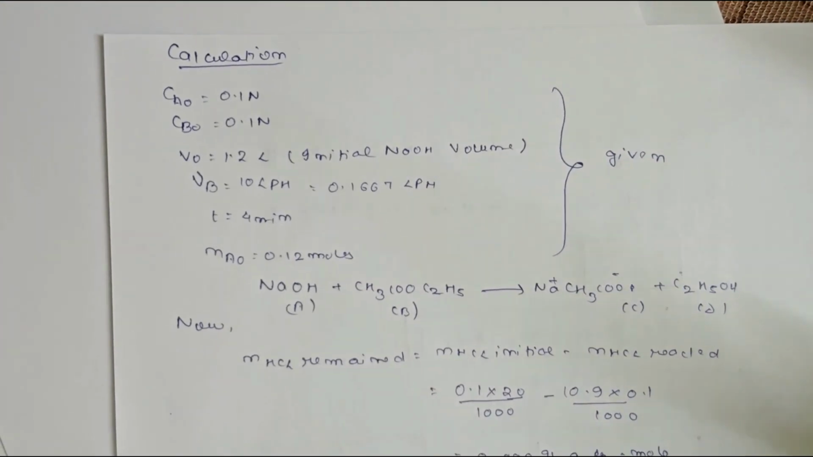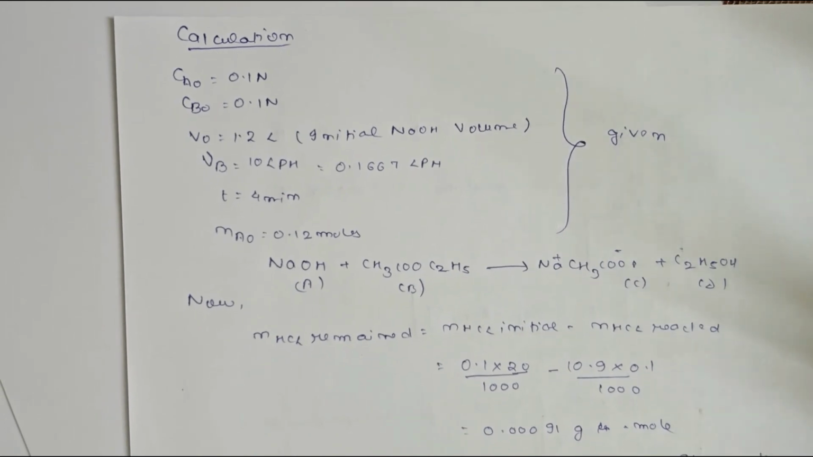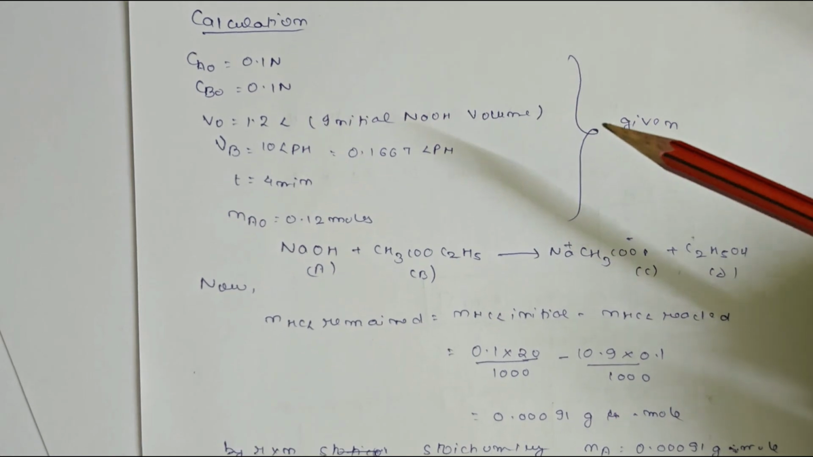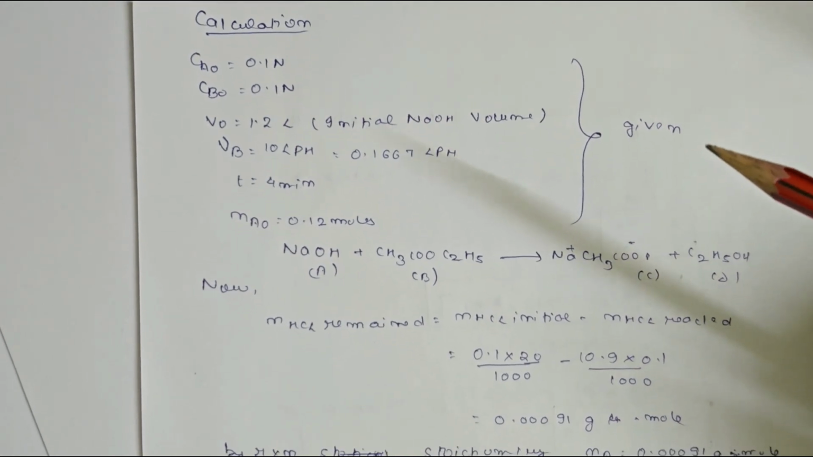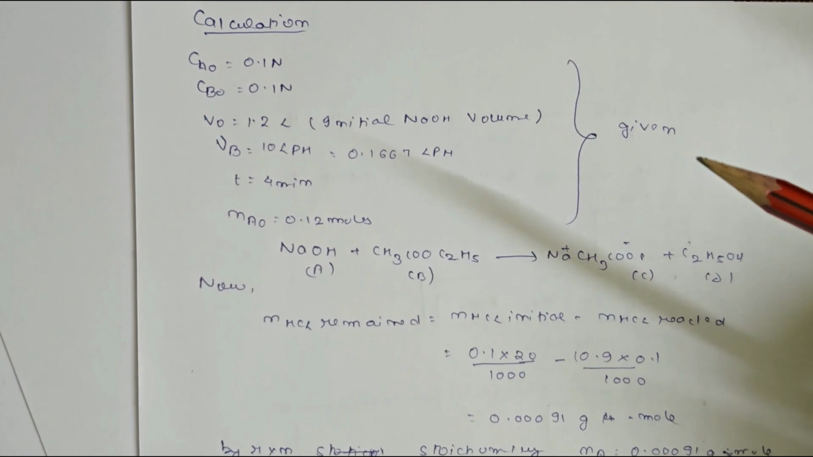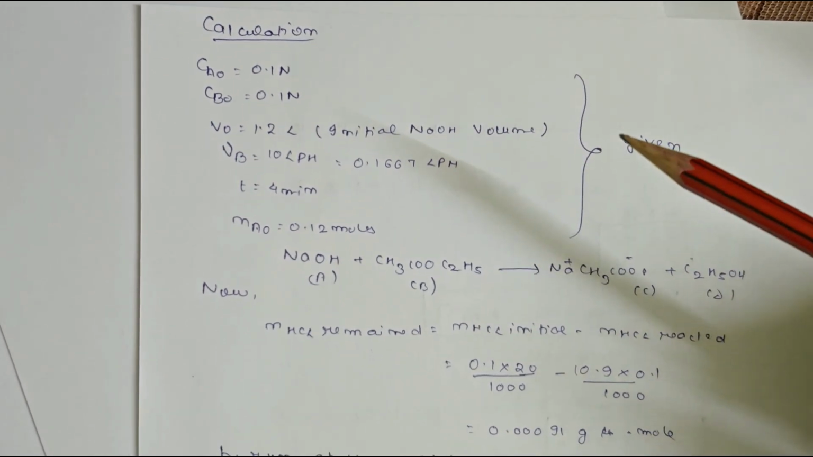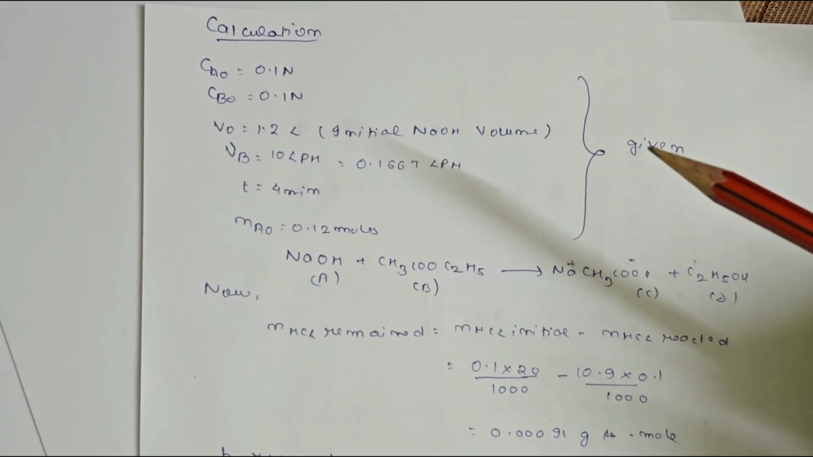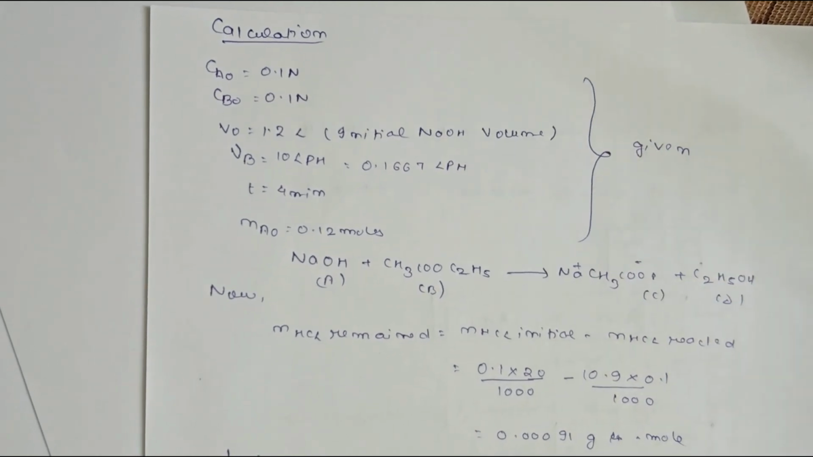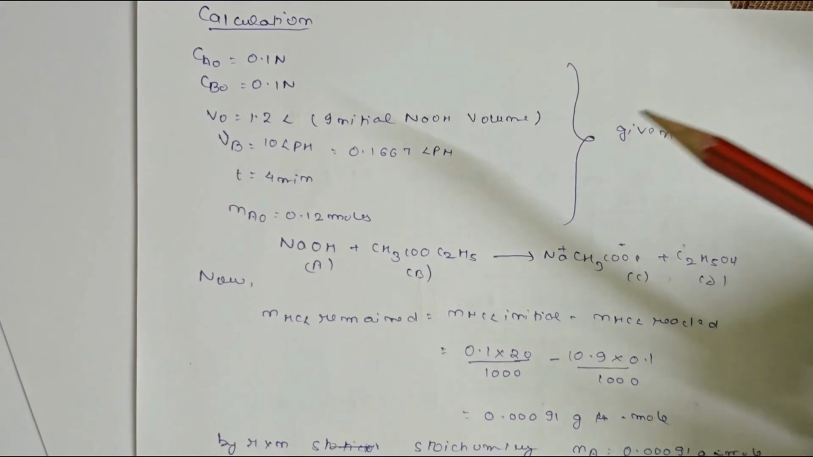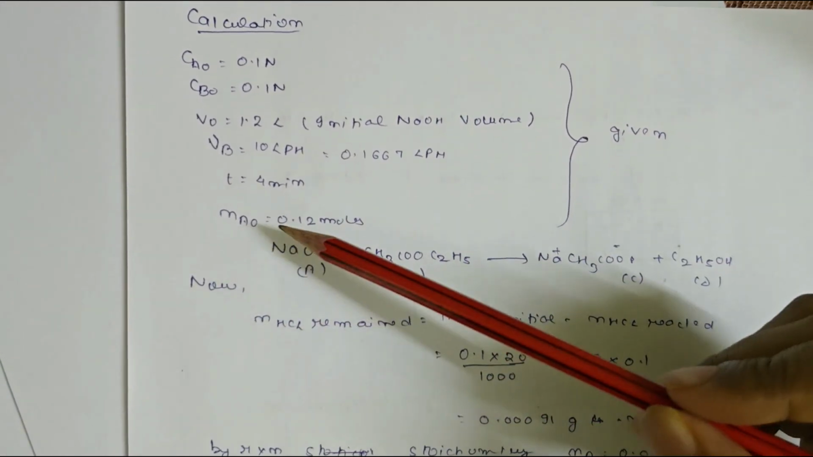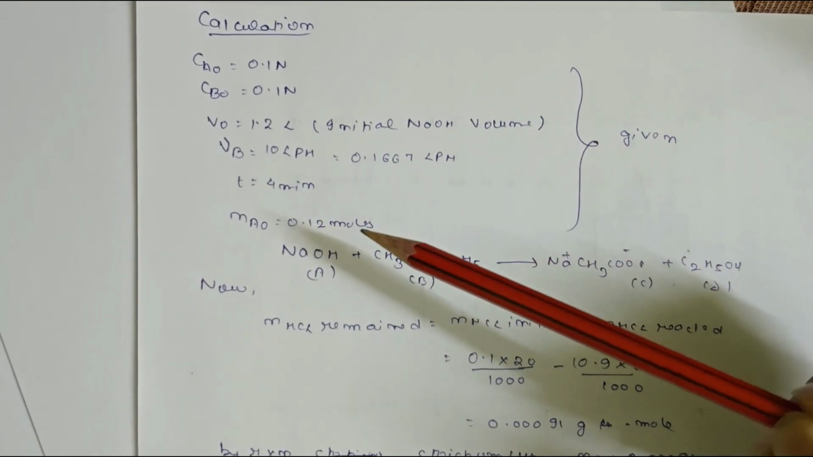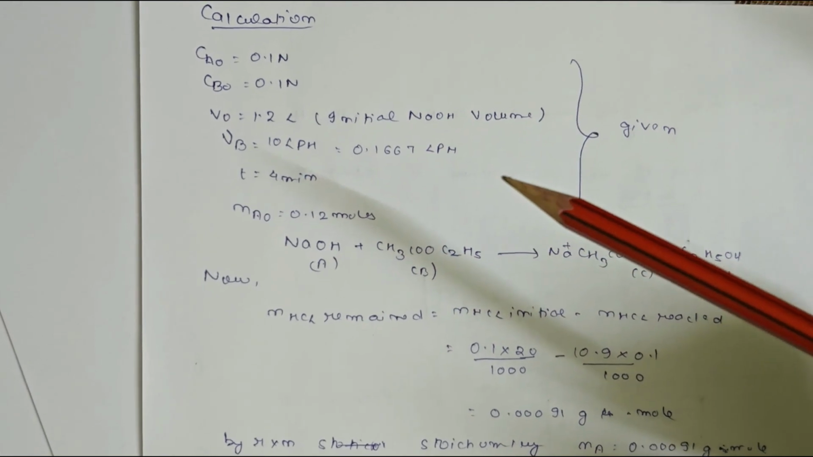Now I will discuss the sample calculation. Here, first the given values will be discussed. Ca0 is 0.1, Cb0 is 0.1 normal, V0 is 1.2 liter, which is basically the initial NaOH volume. Now the volumetric flow rate of B is basically 10 liter per hour. We will convert it into liter per minute by dividing by 60. The time is given as 4 minutes, and the initial amount of A is 0.12 moles.